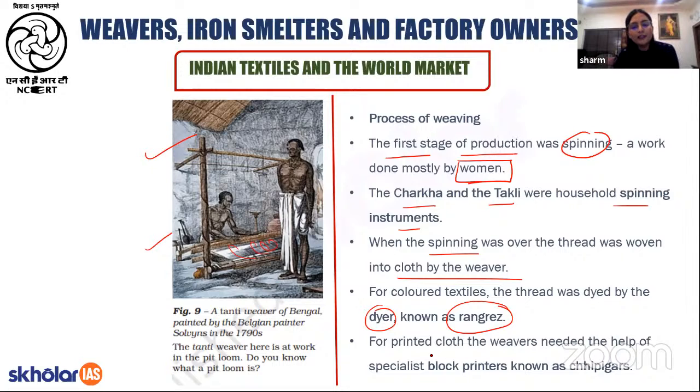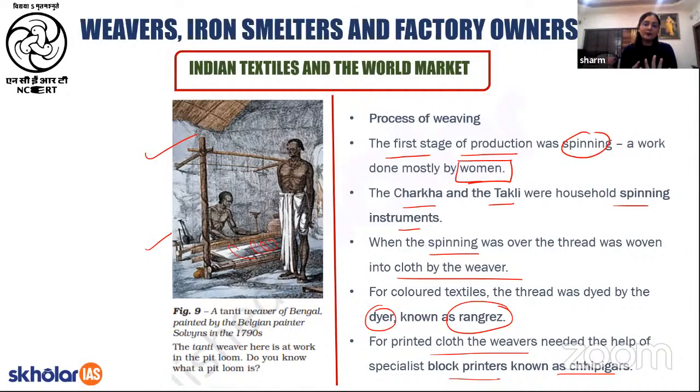Then students, for the printed cloths, the weavers needed block printers, that is the chhipigars. So another important instrument is the chhipigar. You have seen block printing wherein you have this particular mold and then you put a certain kind of paint and then you just block it on the cloth. So this block printer is known as chhipigar, and these are the two instruments that are used to beautify the cloth.